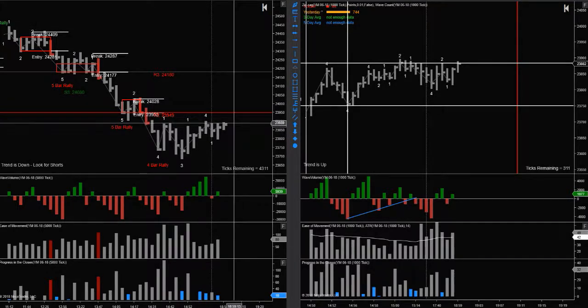We wait for the markup or the markdown, and then you just sell its test. That's it. Just sell its test, because accumulation and distribution represent support and resistance, and they are definitely edges in the market, in all markets and in all time frames.